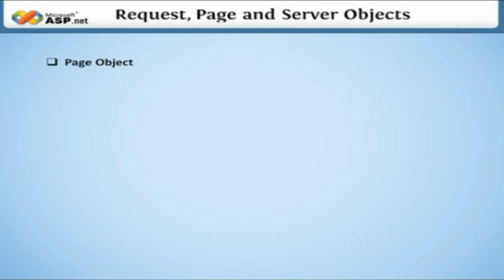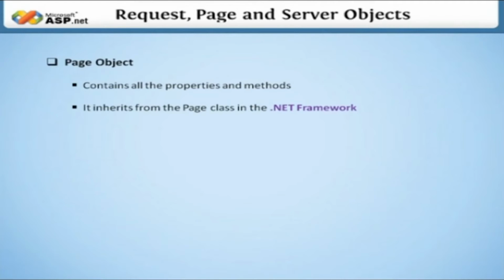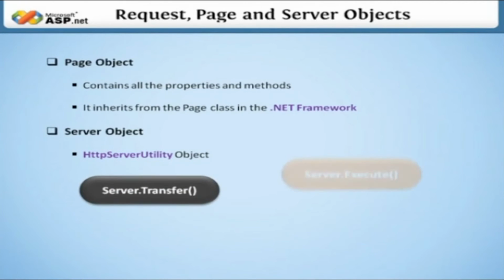Page object. The page object contains all the properties and methods for each ASP.NET page that you build. When you run an ASP.NET page, it inherits from the page class in the .NET framework. Server object. This will come under the HTTP server utility object, which provides several helper methods that are used in processing requests. Server object provides two main methods, and they are server.transfer and server.execute.